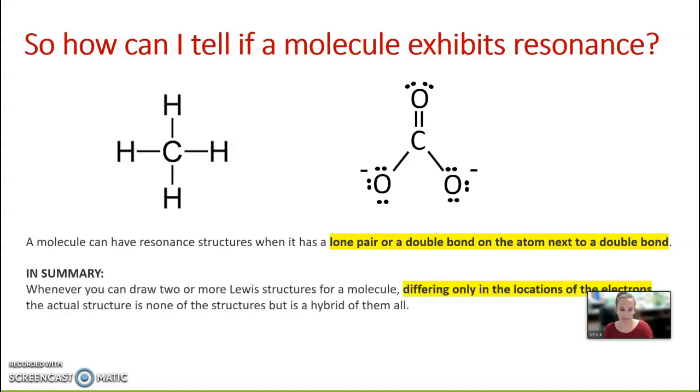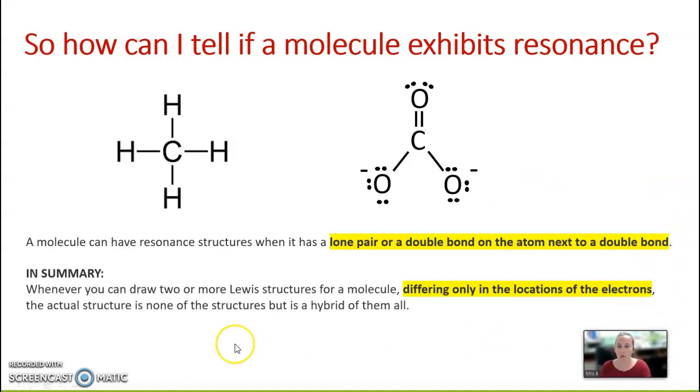So in summary, whenever you can draw 2 or more Lewis structures for a molecule or polyatomic ion that differ only in the location of electrons, not in the connectivity of the structure, the actual structure is none of those Lewis structures that you've drawn, but is really a hybrid of them all. And that is resonance.